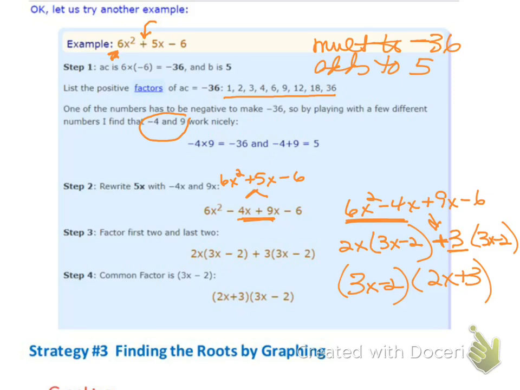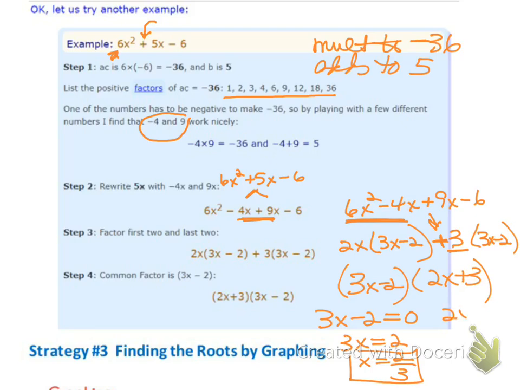But you want to definitely always check that it works. Make sure when you FOIL it, or whether you do the foiling or just the multiplication by distribution, you need to get back 6x squared plus 5x minus 6. Doing that step is essential because you will catch a mistake. Okay, let's get our roots. So set each factor to 0, and you have 3x equals 2, or x equals 2/3. That's our first root.